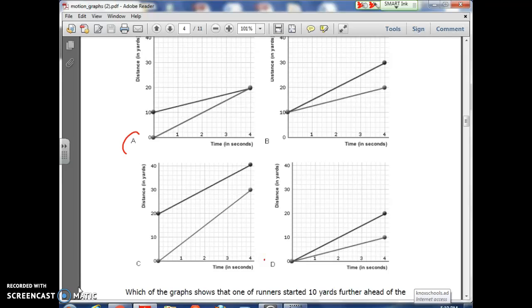Alright, so which one shows runners starting 10 yards further ahead of another? Well, it looks like A would be our best answer because this guy starts at 0. So you're starting on the left, starts 10 yards ahead. These guys start 20 yards apart. They start at the same place. So A is your best answer.